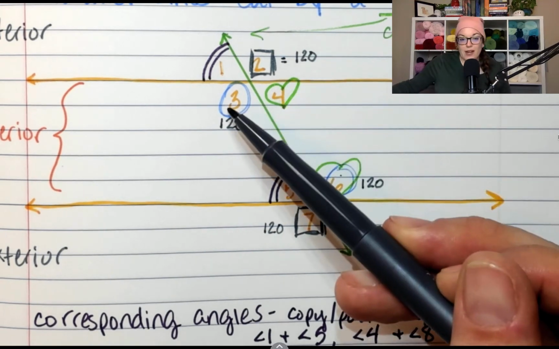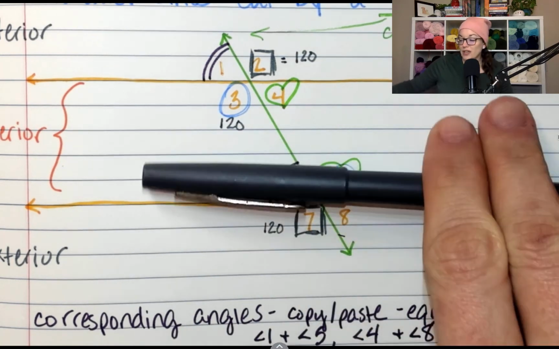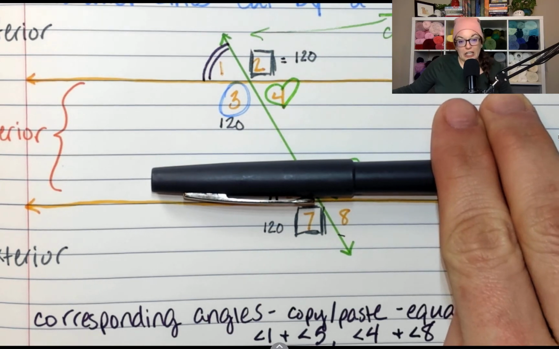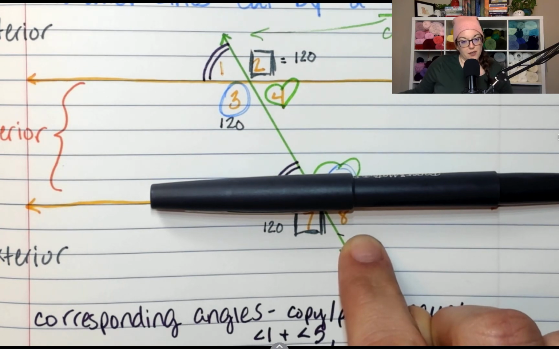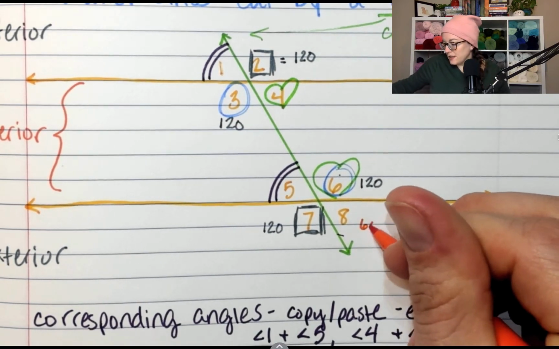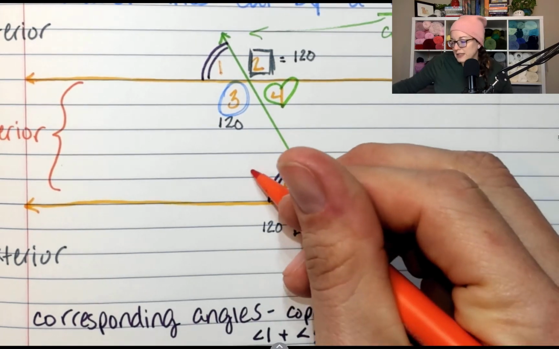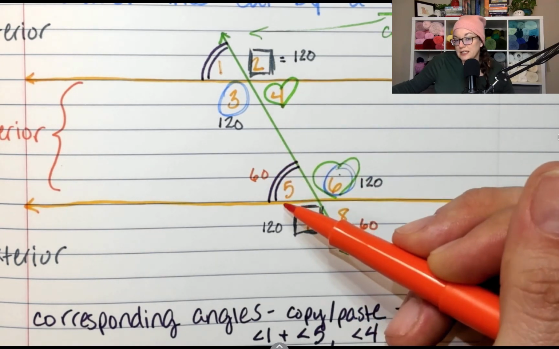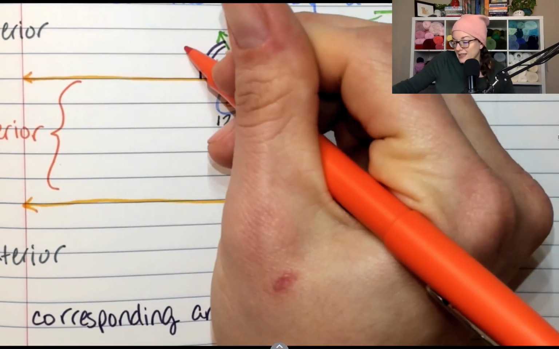Now, this one's 120, this one's 120, this one's 120, and this one's 120. We have a straight line here. Straight lines are how much? 180 degrees. So if this one is 120, how much is this one? 60. So if this angle is 60, what is this angle? 60. Alternate interior angles are equal. So this one's 60. And if this one's 60, then that one's 60.